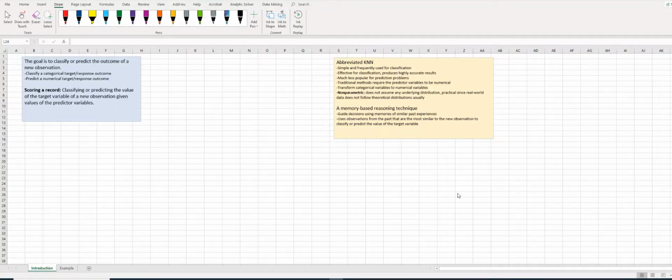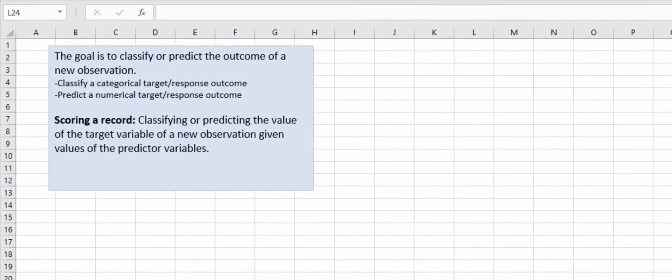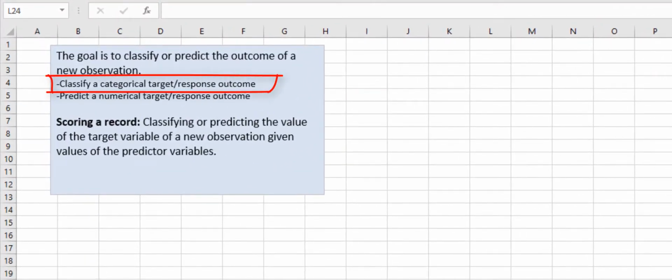Hello everyone, in this video I'm going to talk about one supervised data mining technique which is called K-nearest neighbors. Supervised data mining includes classification and prediction models. In a classification model, the target variable is categorical and the objective is to classify class membership of new cases.